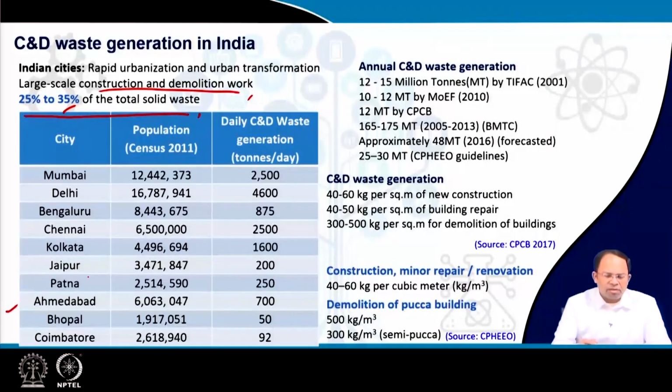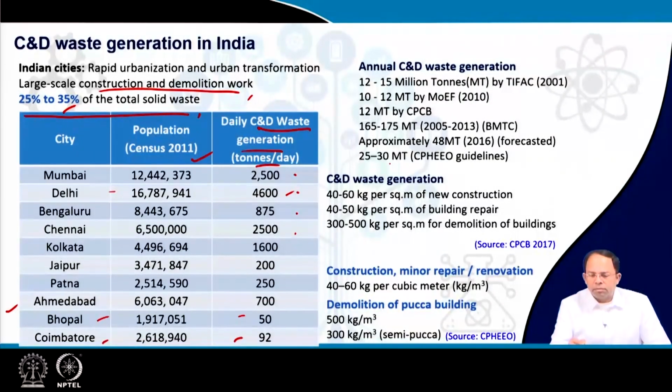This table shows a rough estimate of the C&D waste for the year 2011. The population is given for 2011. Accordingly, the C&D waste generation is estimated in tons per day. Delhi shows the highest, 4,600, whereas other cities like Coimbatore, Bhopal, which are smaller cities, have much lower values in tons per day. So according to the total waste that is generated in each city, we have to determine what sort of facilities for processing are needed, what should be the capacity of the processing facility, whether it is feasible to do processing of this C&D waste, and also how much landfill area would be required.